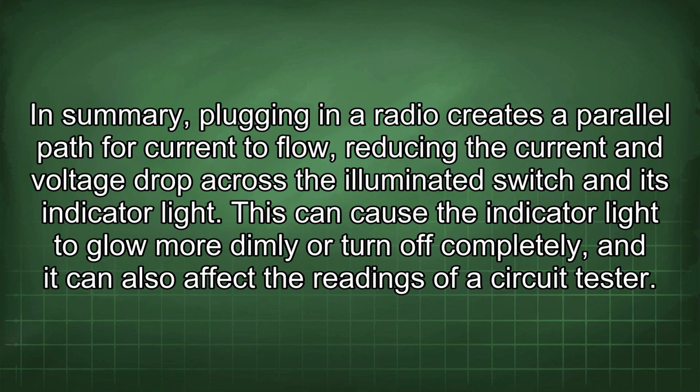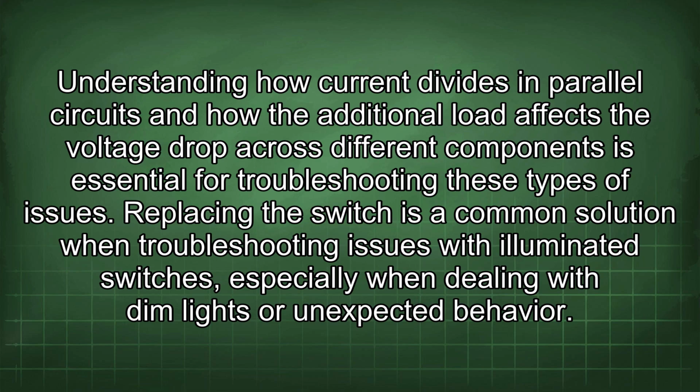In summary, plugging in a radio creates a parallel path for current to flow, reducing the current and voltage drop across the illuminated switch and its indicator light. This can cause the indicator light to glow more dimly or turn off completely, and it can also affect the readings of a circuit tester. Understanding how current divides in parallel circuits and how the additional load affects the voltage drop across different components is essential for troubleshooting these types of issues.